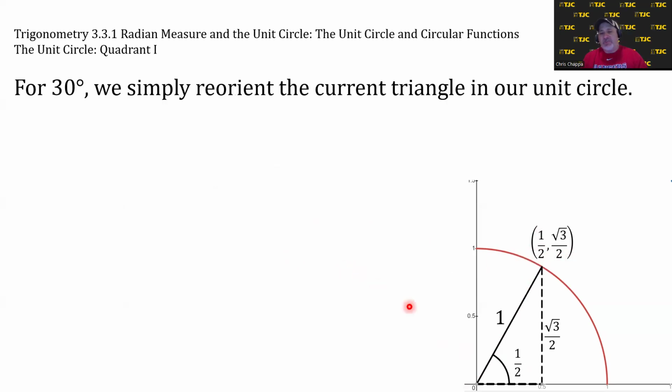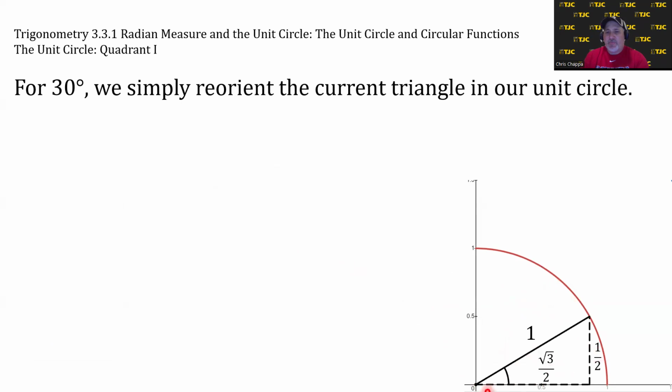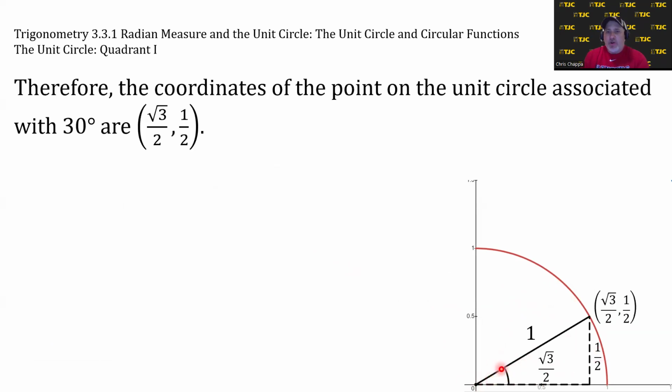Now, for 30 degrees, we simply reorient this triangle that we currently have, since it does contain a 30-degree angle in it. If we reorient it, the 1/2 and the square root of 3 over 2 will basically switch places. Now our 30-degree angle is in standard position, and the coordinates of the point on the unit circle associated with 30 degrees are the square root of 3 over 2, comma, 1/2.